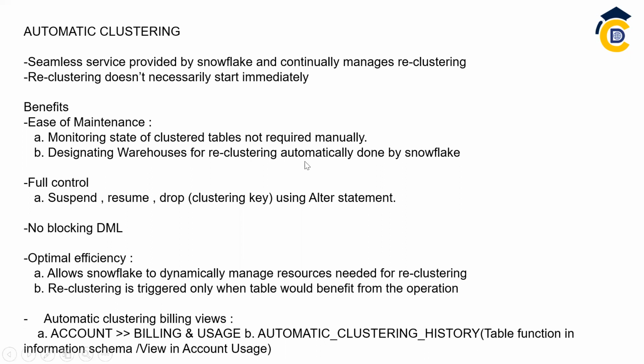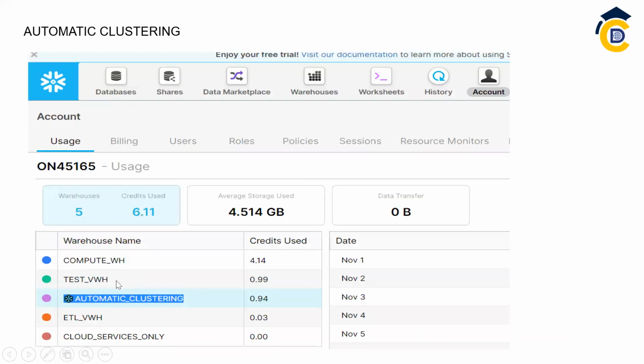Designating warehouses for reclustering is automatically done by Snowflake. Like we have to designate a particular warehouse when we are running a query workload, that is not required in the case of clustering. This is the warehouse that gets assigned by Snowflake, AUTOMATIC_CLUSTERING. Okay, it will not be visible to us unless we do some clustering.